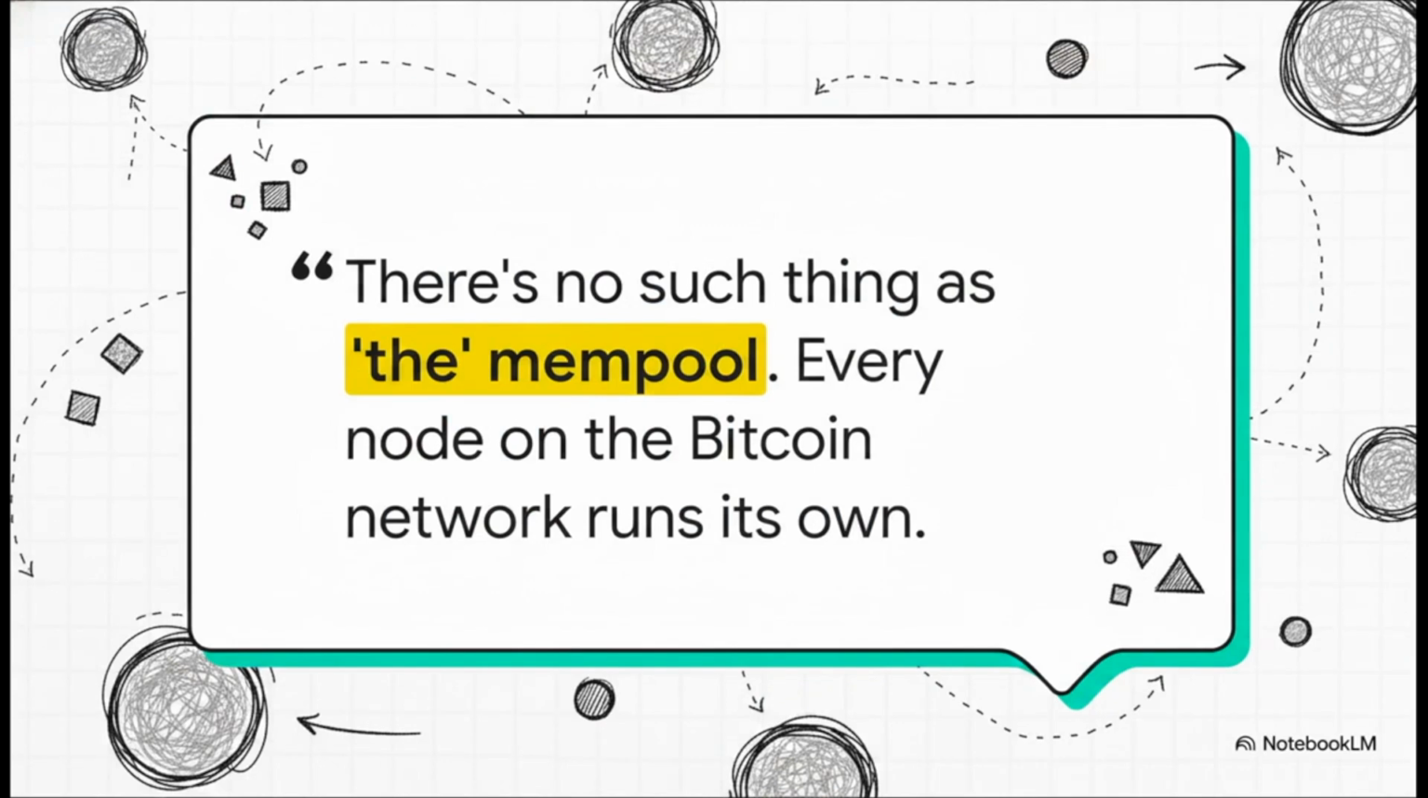Now, here's where it gets really interesting. There isn't one single giant mempool for the whole network. Nope, every node has its own version, its own list of waiting transactions. They all talk to each other to try and stay in sync, but they're all individual. This is a core part of Bitcoin's decentralized design. Your one transaction is actually sitting in thousands of these different waiting rooms all at the same time.